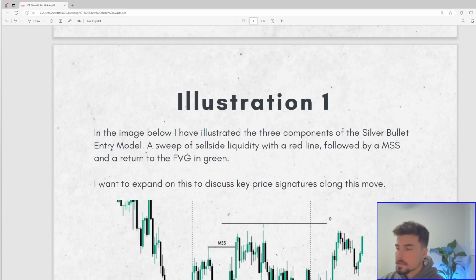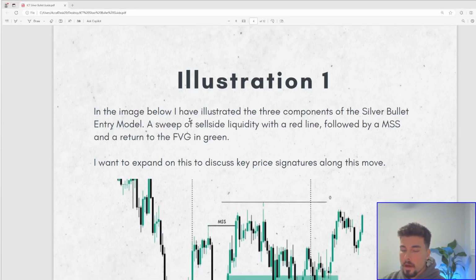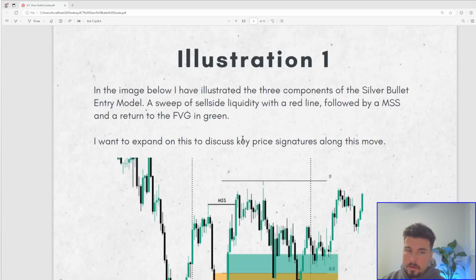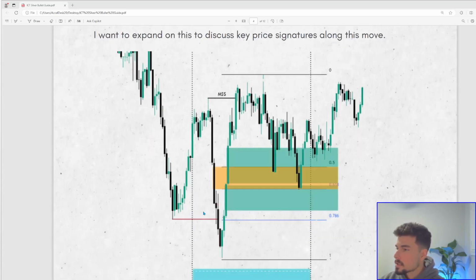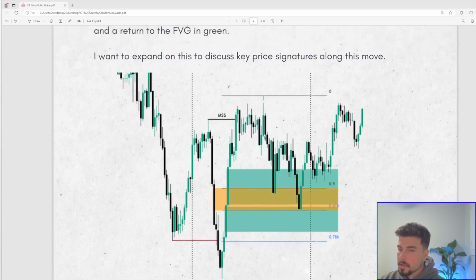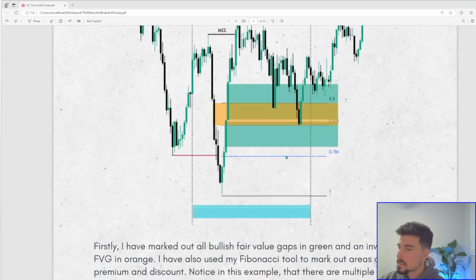So first and foremost, in the image below, I've illustrated the 3 components of the Silver Bullet entry model. A sweep of sell side with a red line, which you can see is right here, a market structure shift here, and then I've illustrated a few things here with different colors, which we'll talk about, but we'll extend on this as we go through.